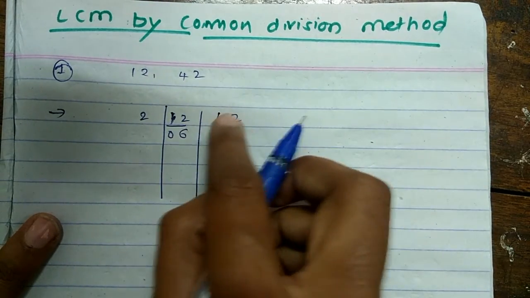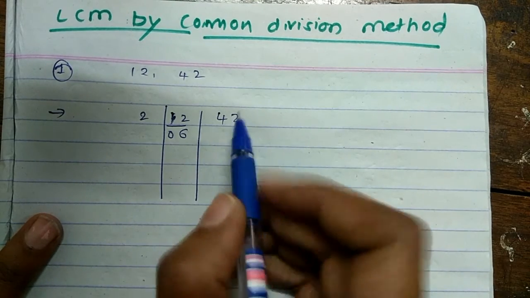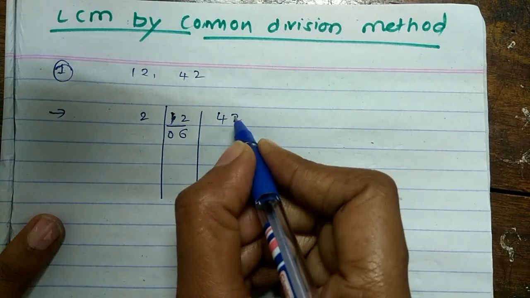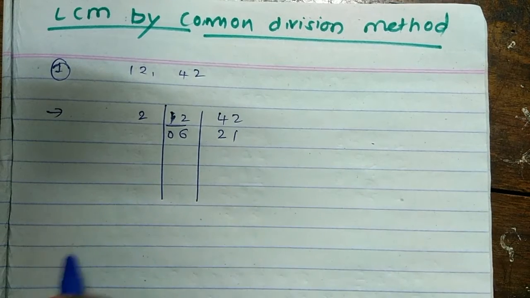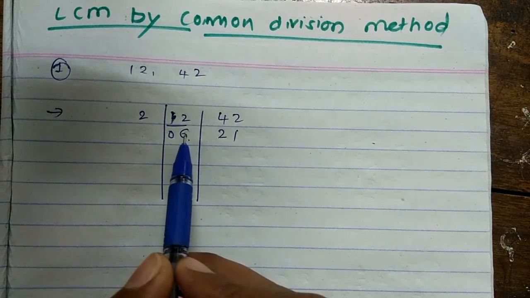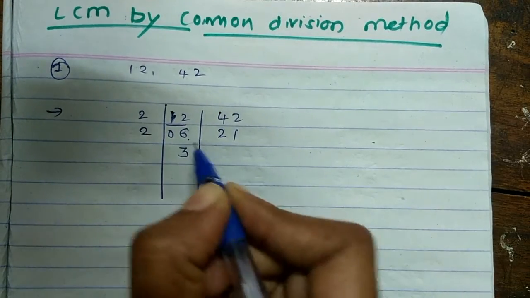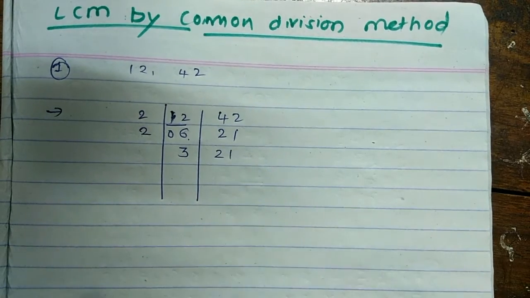At a time you have to check the second number also, whether it is divisible. Suppose it is divisible, divide 42 with 2, otherwise keep it as it is. So we can divide because the last number is an even number. 2 2s are 4, 2 1s are 2. Next, think about this 6 only. We can divide 6 with 2. So 2 3s are 6, but we cannot divide this 21 with 2, so keep 21 as it is.